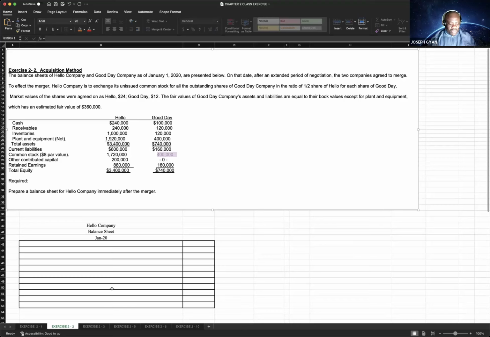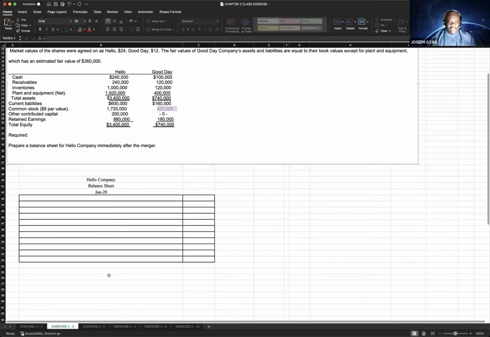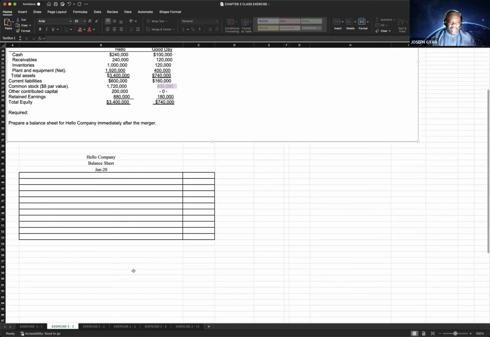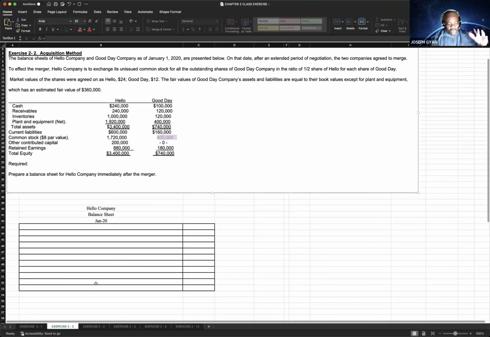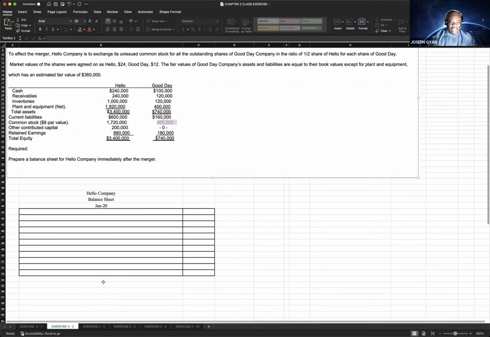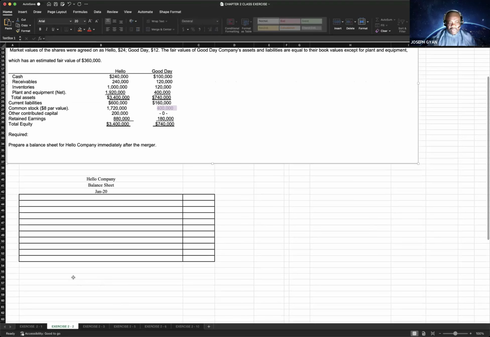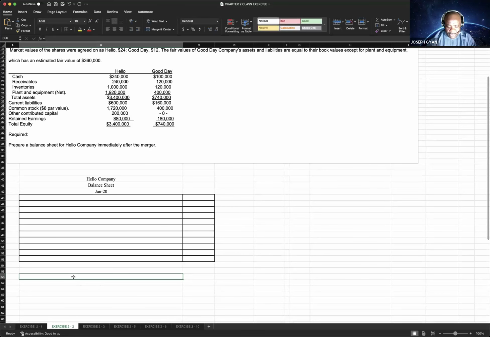The first thing you have to do is the journal entry. It's easy to do the balance sheet, but it's always better to do the journal entry to know whether there's a goodwill you are paying. Always do that. So let's do the journal entry here. Then we can see if we are paying extra money.